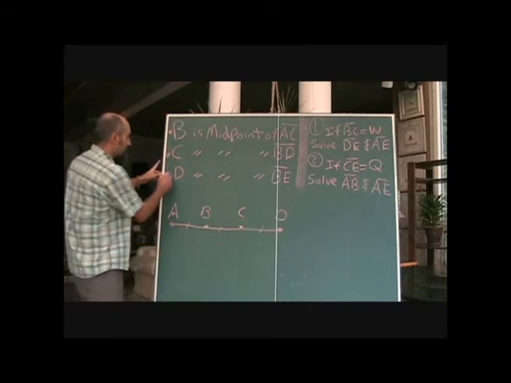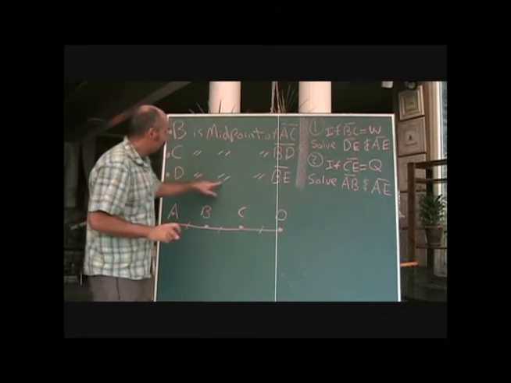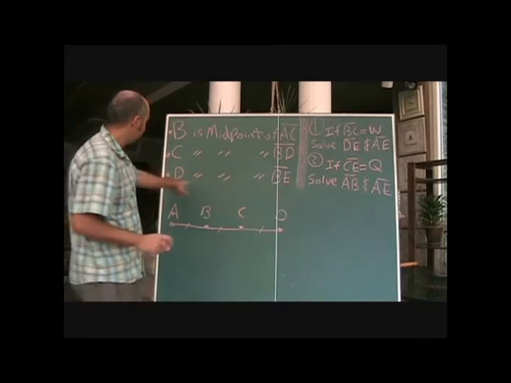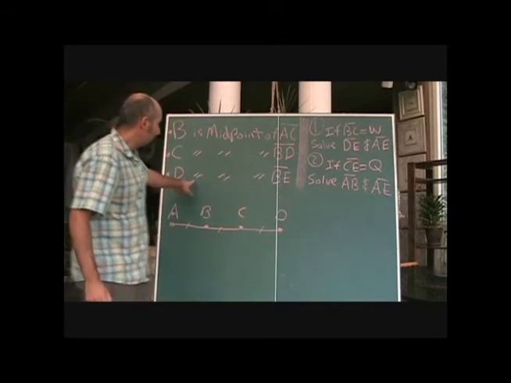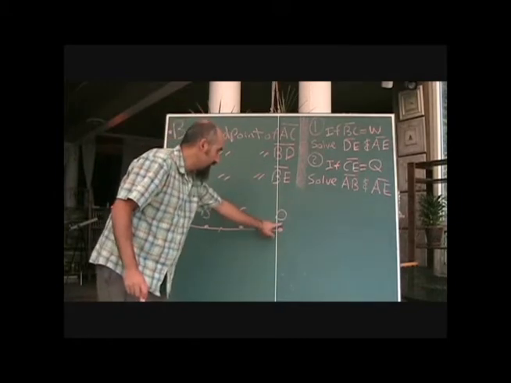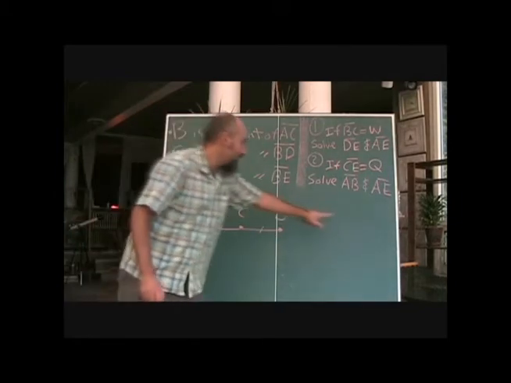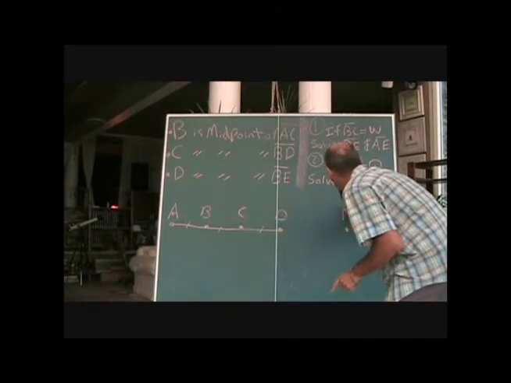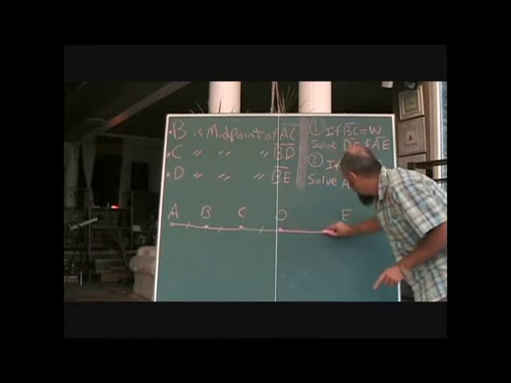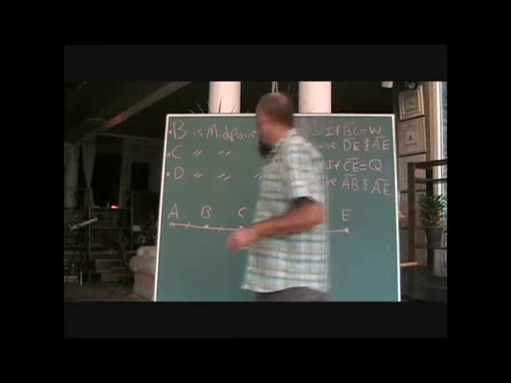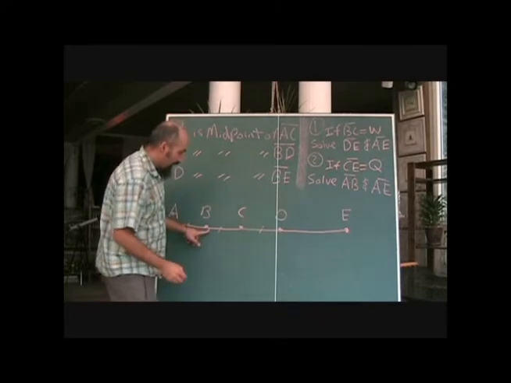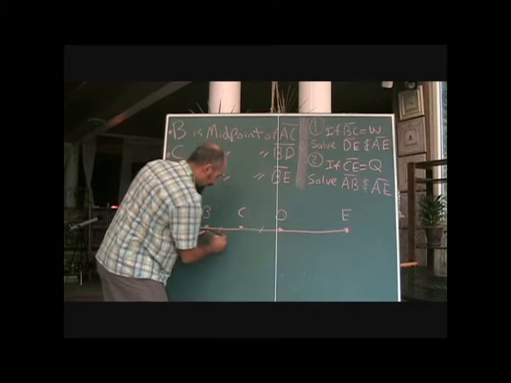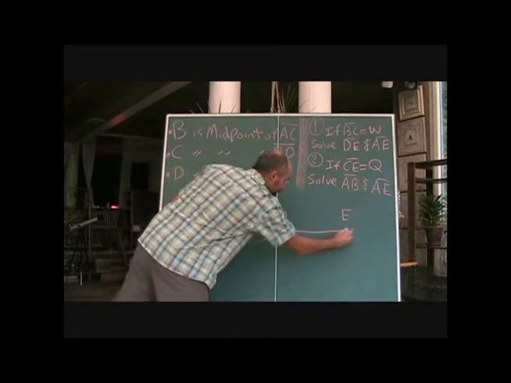Let's go to the third sentence. D is the midpoint of BE. Now, we don't have an E. We just have to put it in, and we've got to make sure we put it in the right place. D is the midpoint of BE. So we're going to approximately put it where it should be. So we've got our problem laid out. Now, if D is the midpoint of BE, then this segment equals this segment.